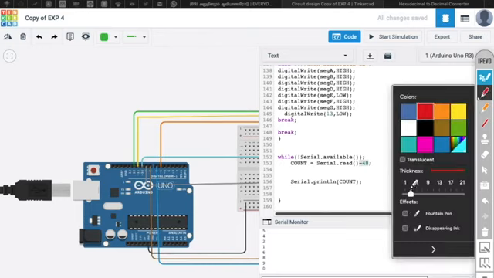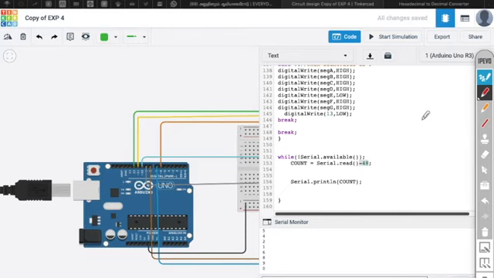Now here you can see, if I transmit some value like 3, it will be converted into ASCII, American Standard Code for Information Interchange.